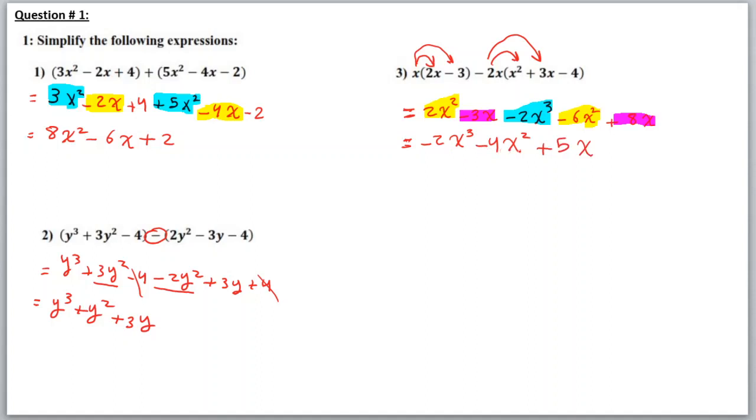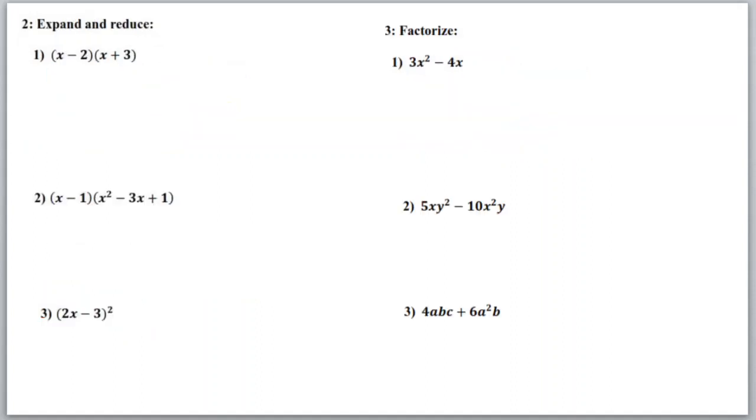Okay, let me go to the next one. Expand and reduce. So I should multiply x by x and then x by 3, so it will be x squared plus 3x. Again, we should multiply negative 2 by x, so it will be minus 2x. I have negative 2 here, the negative 2 times 3 is minus 6. And then collect the like terms, so we copy x squared first. Then 3 minus 2 is x. And then minus 6, we copy it here.